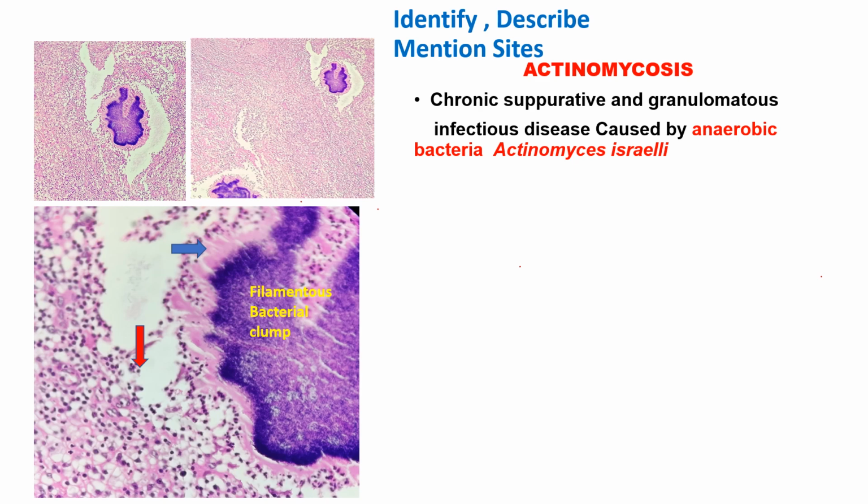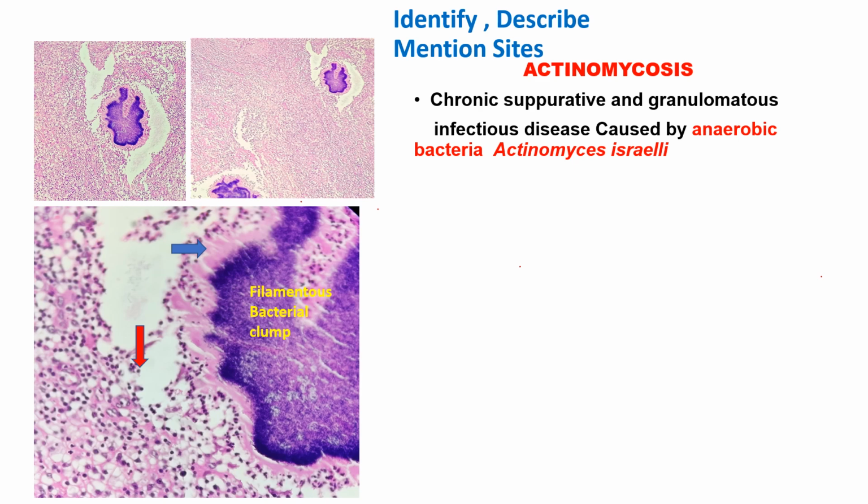This is the filamentous clump of the bacteria as depicted by the blue arrow. The red arrow shows the granulomatous reaction to the filamentous bacteria. Now the diagnosis of this case is actinomycosis. Actinomycosis is a chronic suppurative granulomatous infectious disease caused by anaerobic bacteria called Actinomyces israelii.